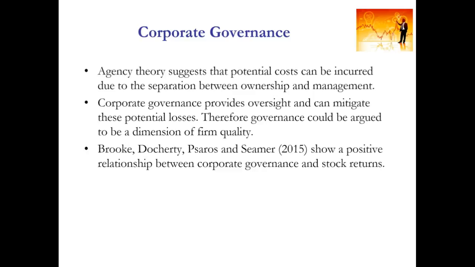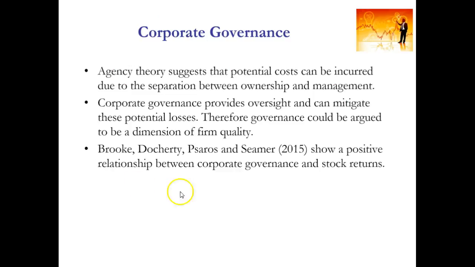The last quality screen that might be considered looks at measures of firm quality by focusing on the management of the firm. In particular, we look at internal corporate governance characteristics. Agency theory suggests that potential costs can be incurred due to the separation of ownership and management, and when good corporate governance practices are in place, these costs can be mitigated. Therefore, firms with poor corporate governance might be expected to have higher agency costs and hence poor subsequent return performance, whereas firms with strong corporate governance should arguably perform better in the market.